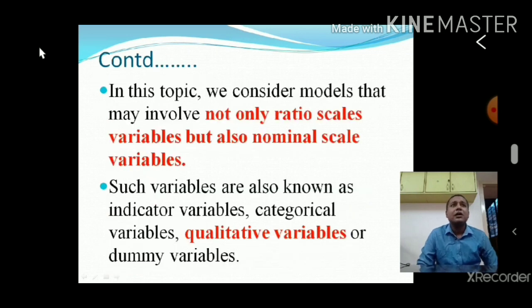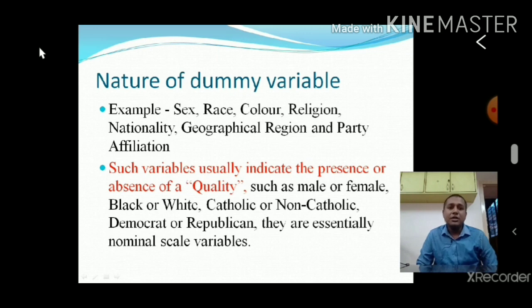In this topic, we consider models that may involve not only ratio scale but also nominal scale variables. Such variables are known as indicator variables, categorical variables, qualitative variables, or dummy variables. As an example of the nature of dummy variables: sex, race, color, religion, nationality, geographical region, and party affiliation. These are all qualitative variables. These variables we can convert into dummy variables.